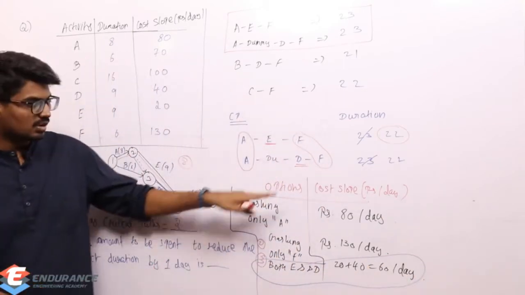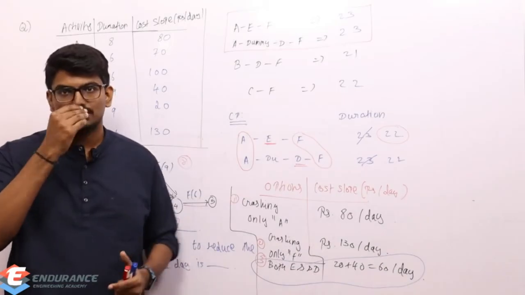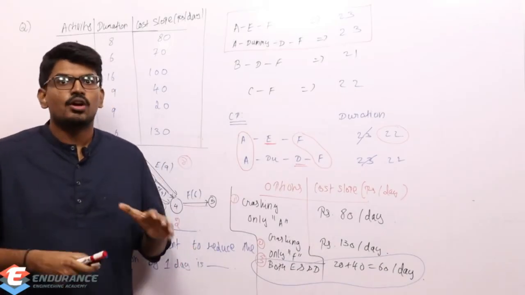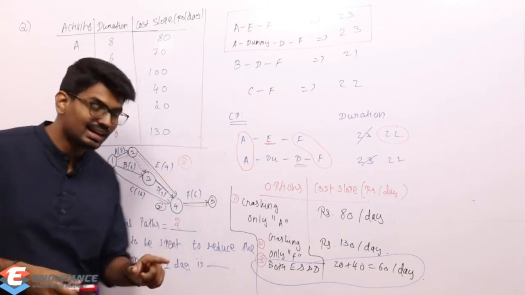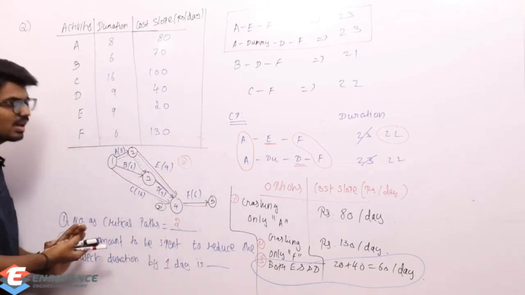Why? Because out of three options, we have three options for decreasing the project completion time by 1 day, but they are asking for the minimum amount.